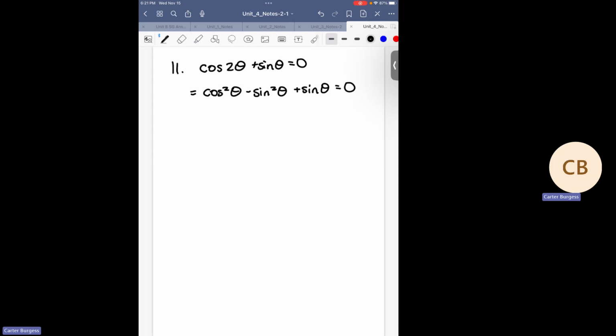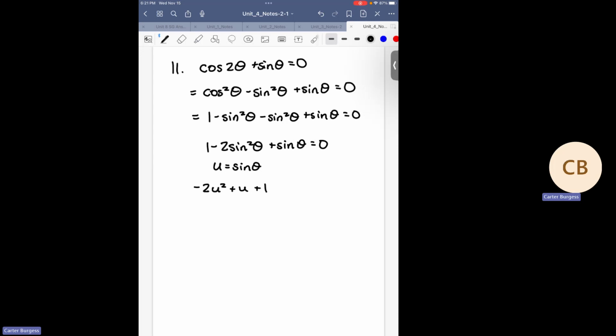So what we're going to do instead is rewrite cosine squared of theta. This is 1 minus sine squared of theta, minus sine squared of theta plus sine of theta equals 0, for which we get 1 minus 2 sine squared of theta plus sine of theta equals 0. I'm going to do a quick u substitution here just to make this look a little cleaner, and rearrange things a little bit. This is negative 2u squared plus u plus 1 equals 0, where u is the same as sine of theta. And I don't like dealing with that negative in front, so dividing everything by negative 1, I get 2u squared minus u minus 1 equals 0.